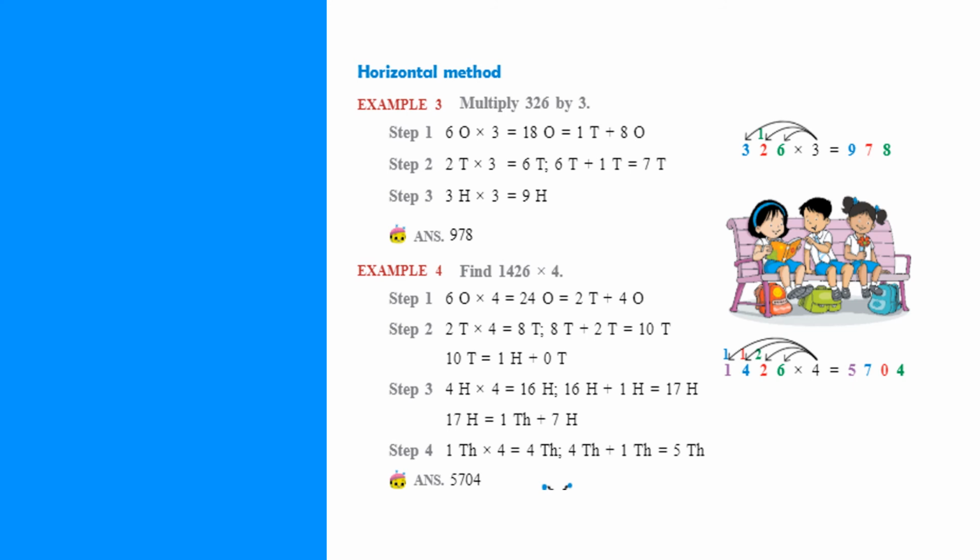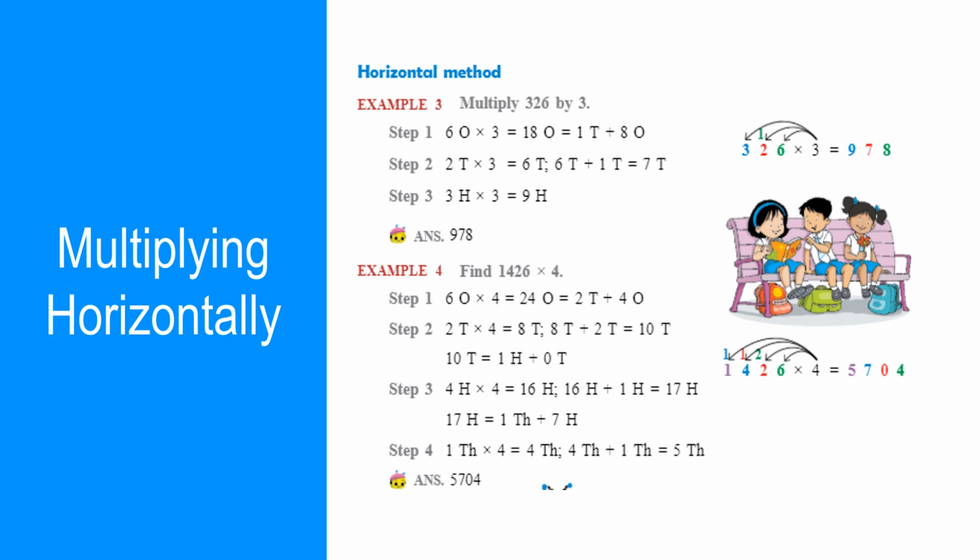right? Now the third step is we'll multiply the hundreds. 4 fours are 16 and 16 plus 1 carried over, 17. So in 1700 the 7 will be at hundreds place and 1 will be carried over to thousands, right? Now we'll multiply thousands place. 4 ones are 4. 4 plus 1, 5. 5 we will write at the thousands place. So the answer will be 5704. Very nice. So this method is called multiplying horizontally or the horizontal method.